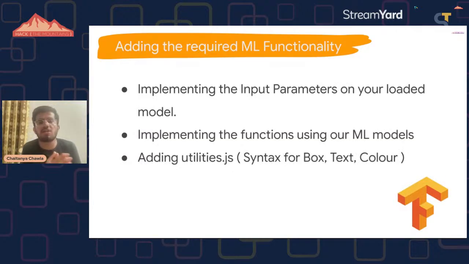Then adding the required ML functionality, our third step. So this includes implementing all the input parameters for the loaded model, and implementing the functions using ML models. So this could be adding utilities.js, or if we are building an object detection project, then this step is like creating a box and text color for detecting the objects. So this step is adding the required ML functionality. We are on the third step.